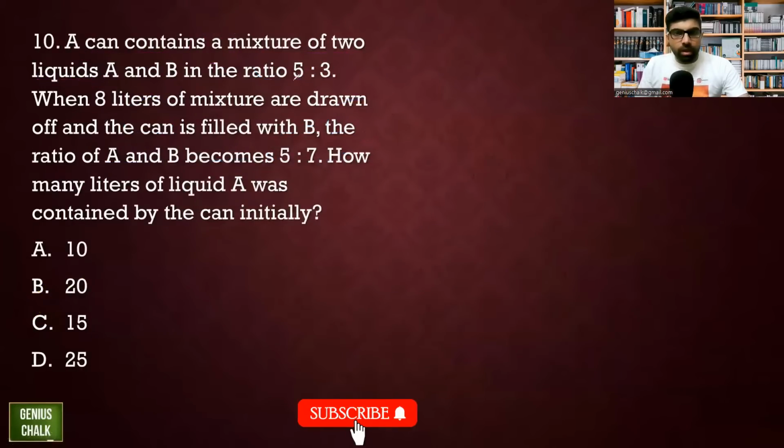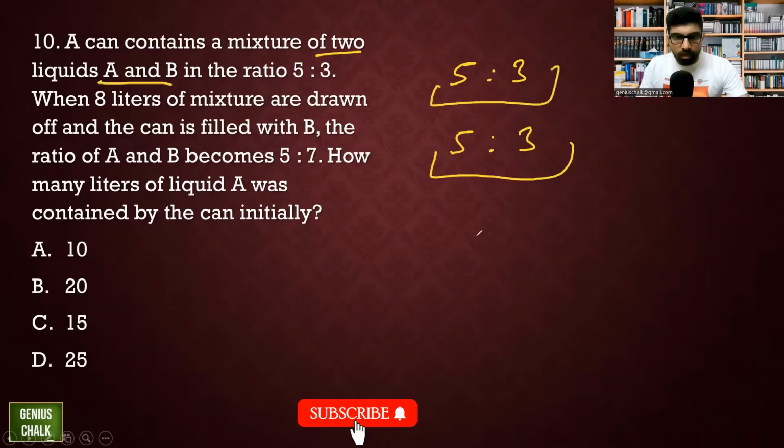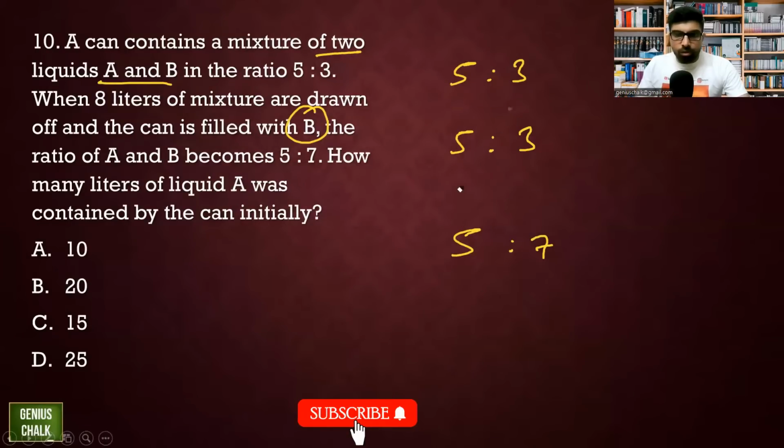This also we have done using ratio. Two liquids A and B, the ratio was 5:3. Some mixture is drawn and filled with B, the ratio will remain the same. We have done this as well. Now after addition of B, the ratio has become 5:7. So if this is 5:7, that means this should be 4. What we are adding is 4 units.